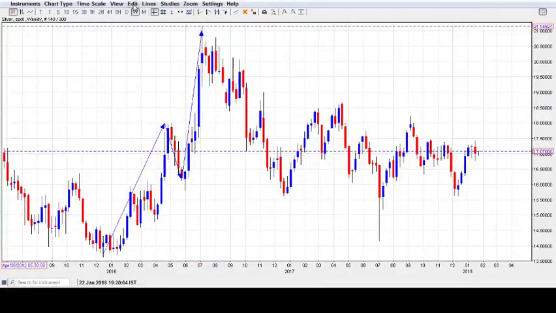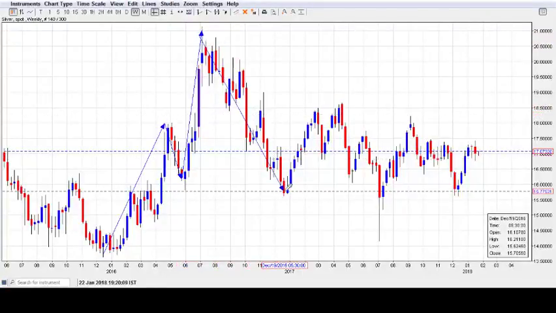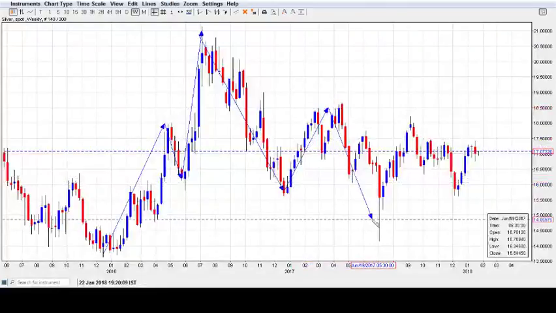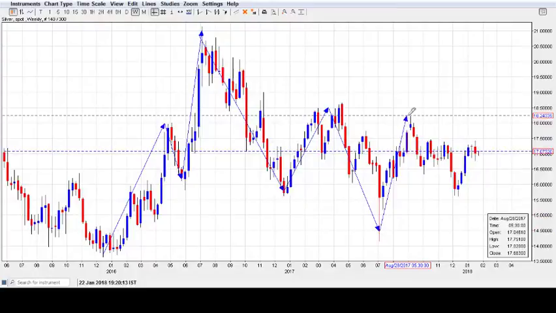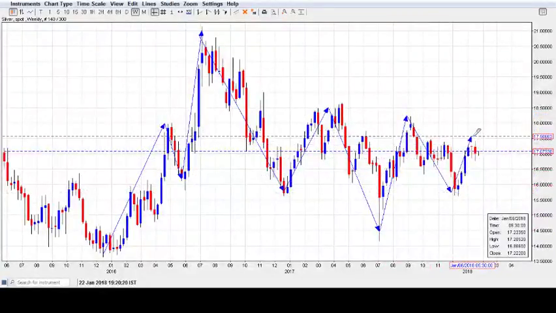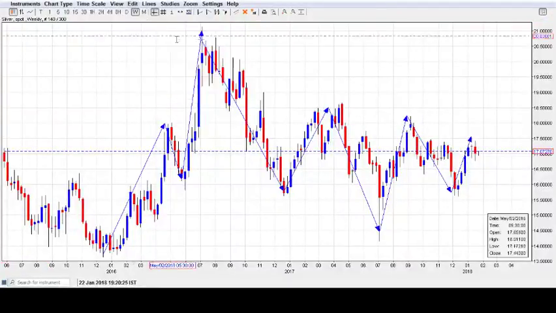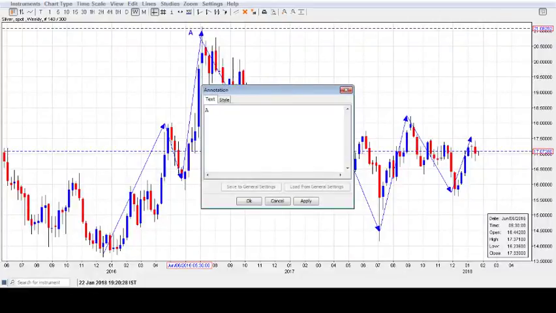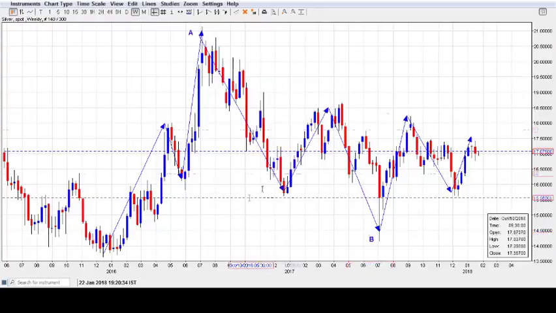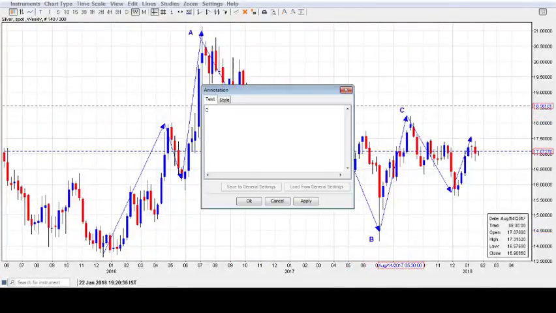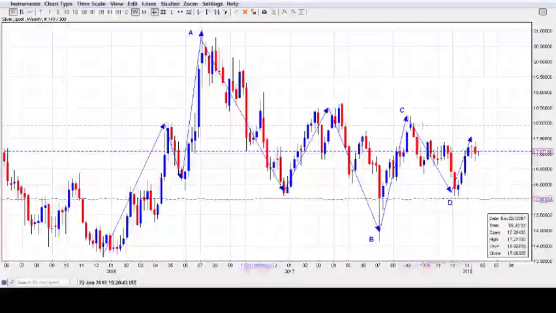So let's do the labeling as well. I won't be wrong if I do an ABC like this. So wave B it is, wave C, and then wave D and E. What do you say? We've got a capital A, and then capital B, capital C, D and E.